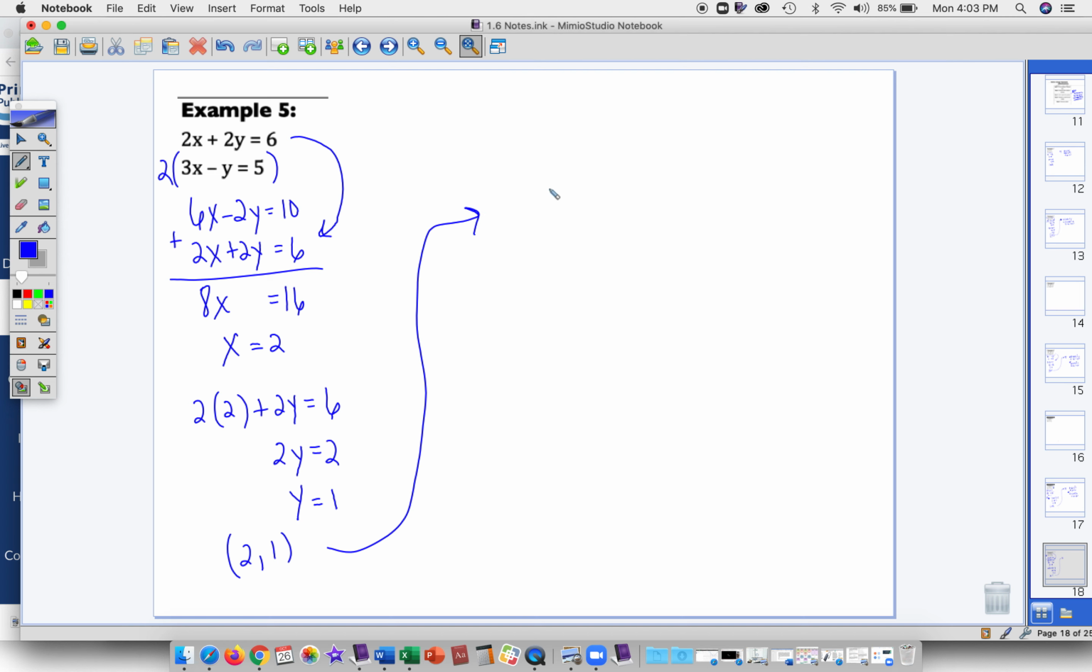And we can do the quick check. We have 2 times 2 plus 2 times 1. Does that equal 6? 4 plus 2, yes it does. In the second equation, we have 3 times 2 minus 1. Does that equal 5? We get 6 minus 1, which does equal 5.